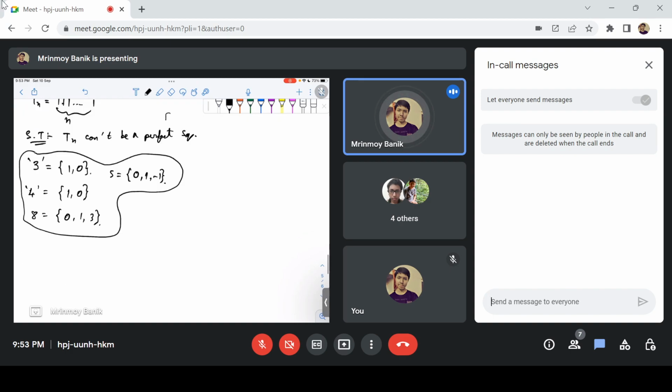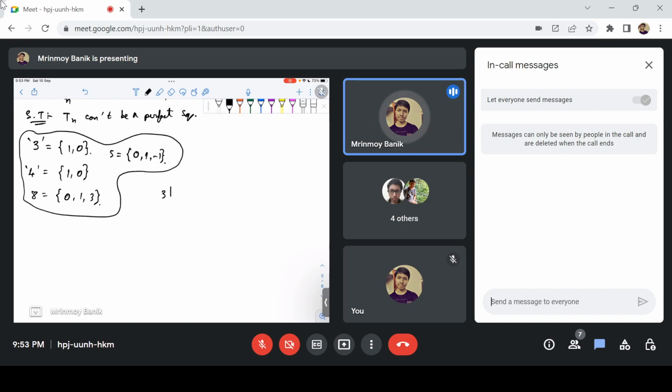So let's check for 3. So what's 11 divided by 3? So we have 11 congruent to 2 mod 3. So that's of course not in 3's quadratic residue set, right? So 3 can be a candidate for our proof.